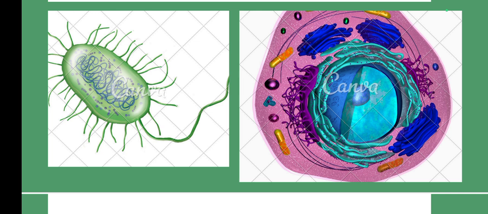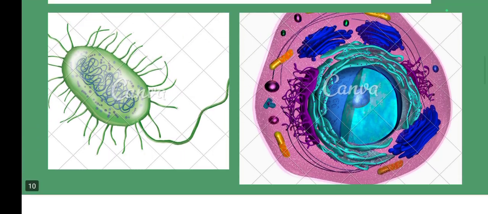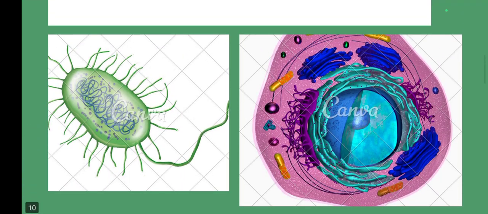Eukaryotes have 80S ribosomes. Prokaryotes have 70S ribosomes, such as you can see in bacteria and blue-green algae, whereas 80S ribosomes you can see in fungi, plants, animals, etc. Eukaryotic cells have double-stranded chromosomes, whereas prokaryotes have single-stranded chromosomes. This is the difference which we studied. This is a very important topic.